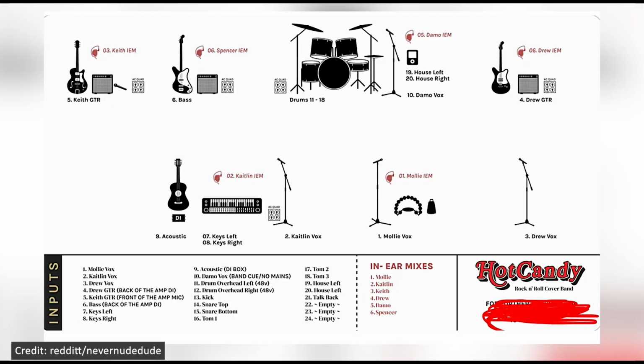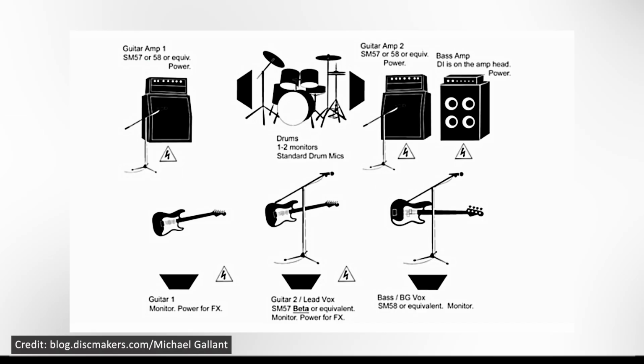What are stage plots? A stage plot basically shows you how wide and how deep the event space is for your band, right? Because there are certain minimums. If you're doing a two guitar, bass, and drums band, you can't get less than 25 feet, right? But this puts everything in a succinct drawing.